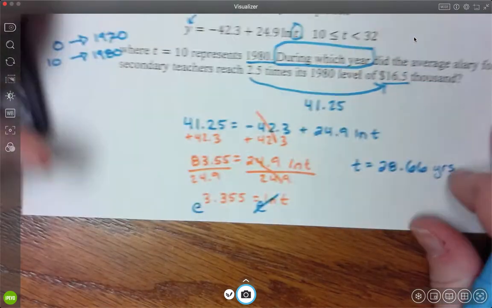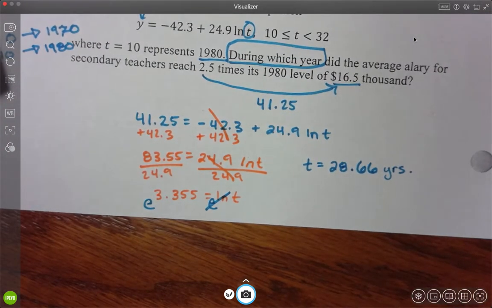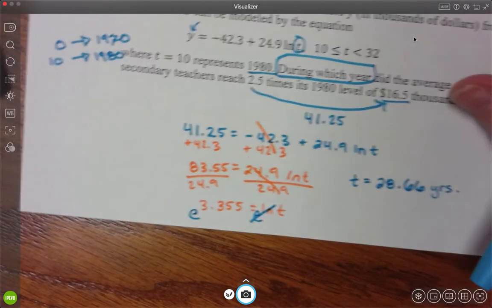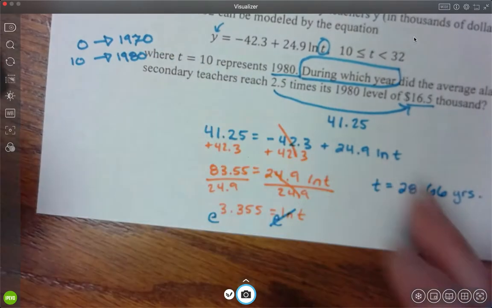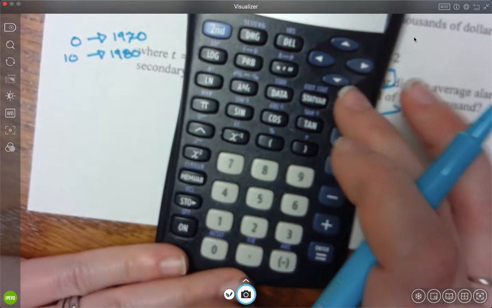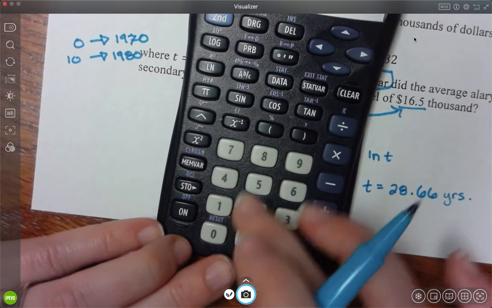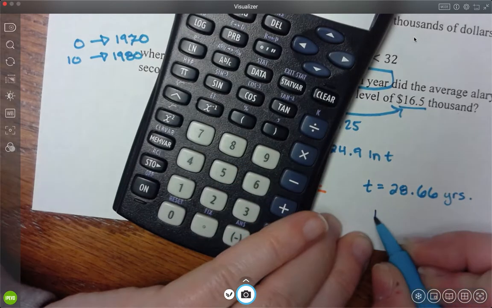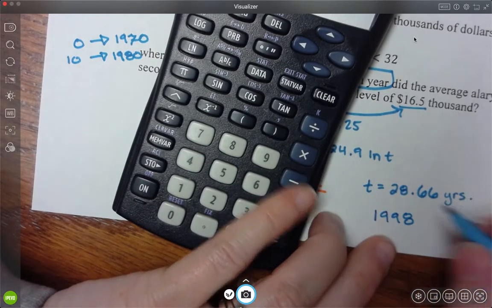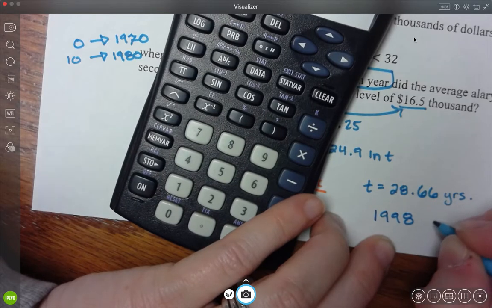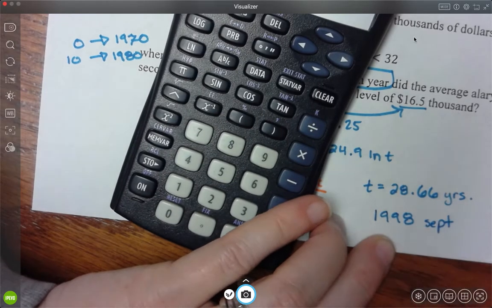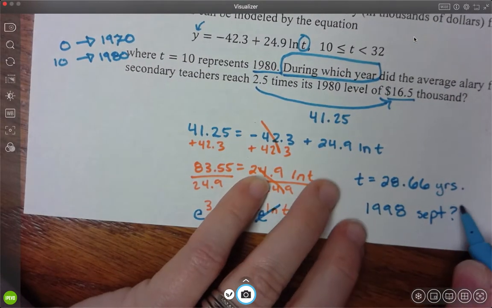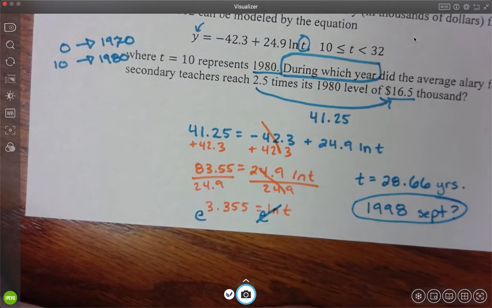And then one more thing that we need to do, we need to figure out what year that is, because we need to know what year, not how many years later. So if year 0 is 1970, 28 years past that, or almost 29 years. Let's see, 28 plus 1970. It will be year 1998, maybe like September of 1998, or maybe August of 1998, something like that. Partway through the year of 1998 is when that will occur.